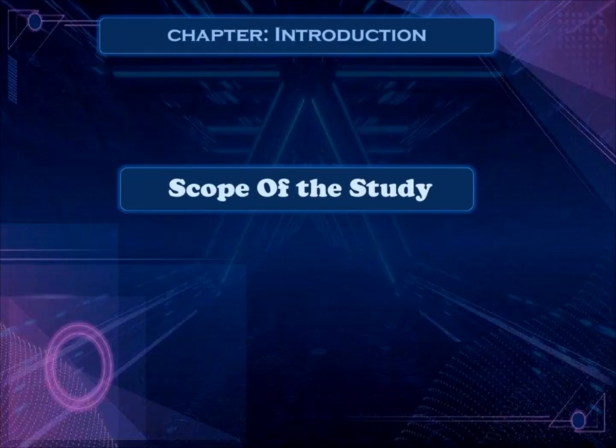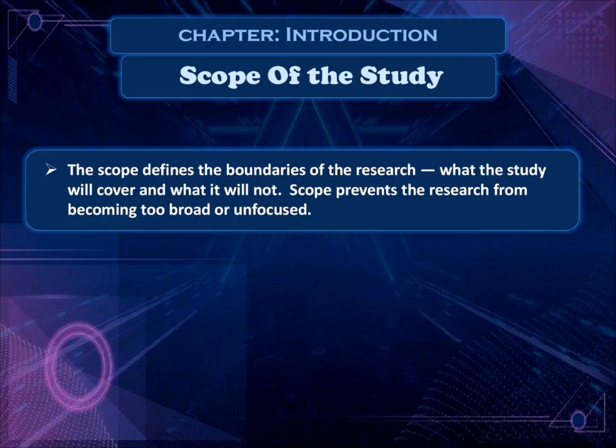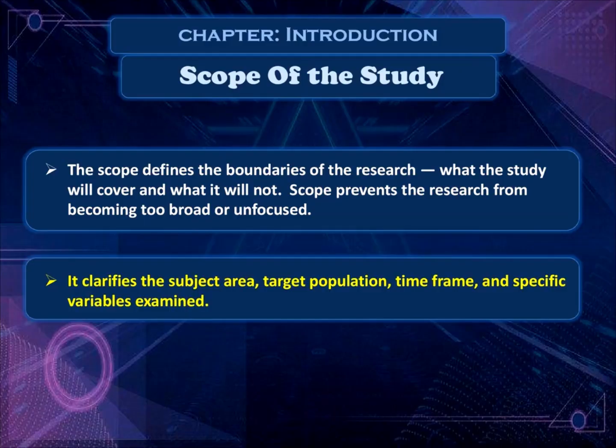So we have to make sure what is the scope of this activity, what are the physical limitations of operation. So the scope defines the boundaries of the research, what the study will cover, what it will not cover. Scope prevents research from becoming too broad and unfocused. So you see, when he says we will have a small family wedding in Ireland, Italia, he was trying to draw that scope. It clarifies the subject area, the target population, the time frame, the specific variables examined.